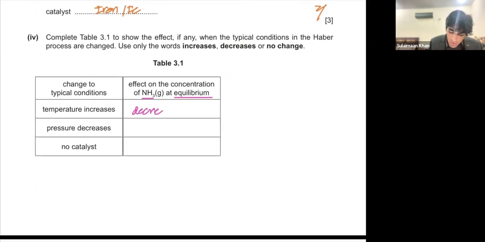So it decreases. Does it want you to write the why? No, it doesn't. Should I write decrease or decreases? Decreases. Okay, let's move ahead. Pressure decreases. A decrease in pressure favors more moles of gas.